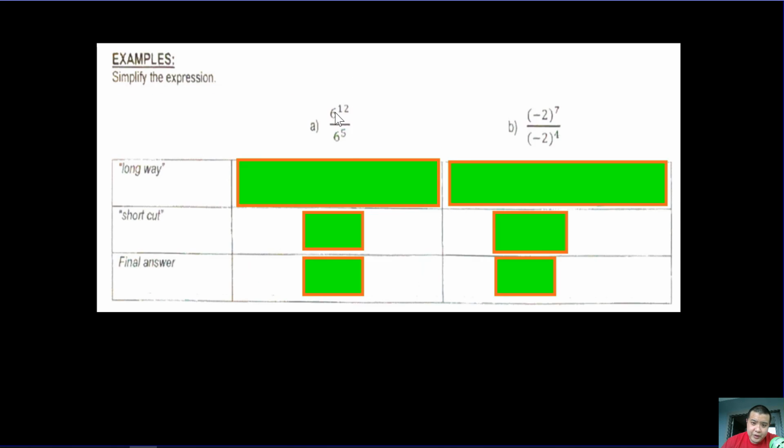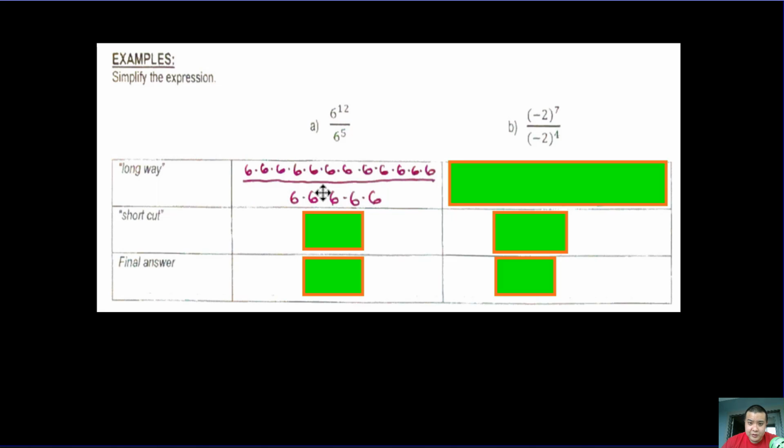So here we have 6 to the 12th divided by 6 to the 5th. Notice that the top exponent is larger than the bottom exponent. And the long way of writing this is the expanded form. So we get 12 sixes at the top and 5 sixes on the bottom. And remember that we can cancel out for everyone that's on the top and everyone that is on the bottom. So this 6 cancels out with this 6, cancels out with this 6, cancels out with this one, cancels with this one, cancels with this one. What we're left with is 7 sixes.